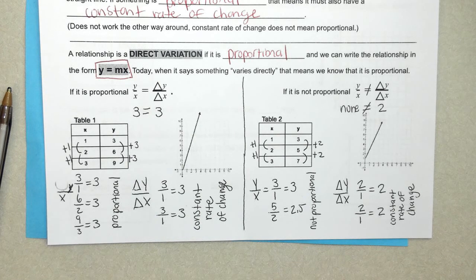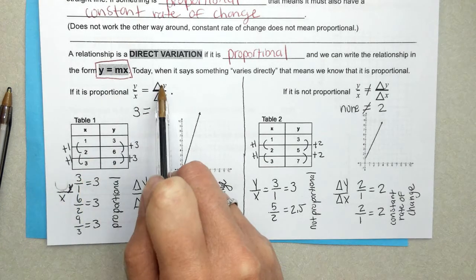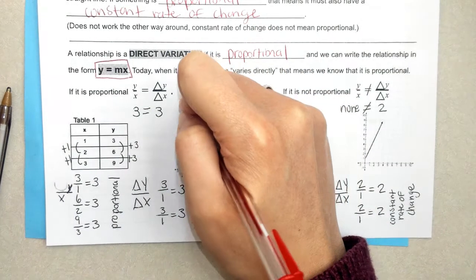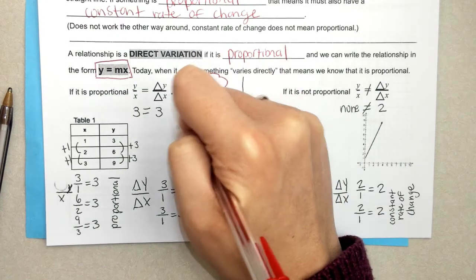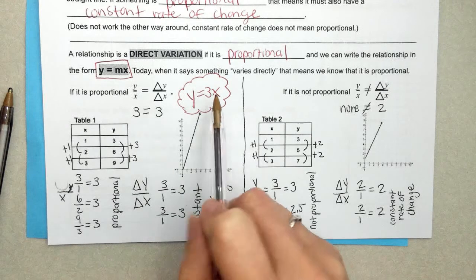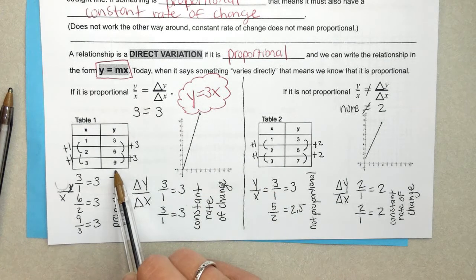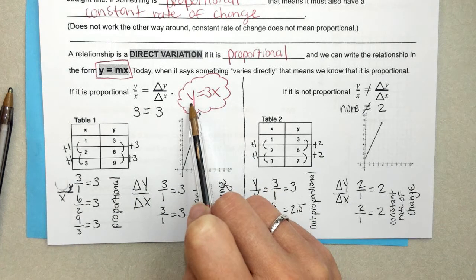relationship. So when we're looking at this, I know my slope or my rate of change is 3. So I can write my equation as y equals 3x. That means no matter what x value I want to solve for, I can find my y. If x is 4, 4 times 3 means my y would be 12. If x is 10, 10 times 3 means my y would be 30.